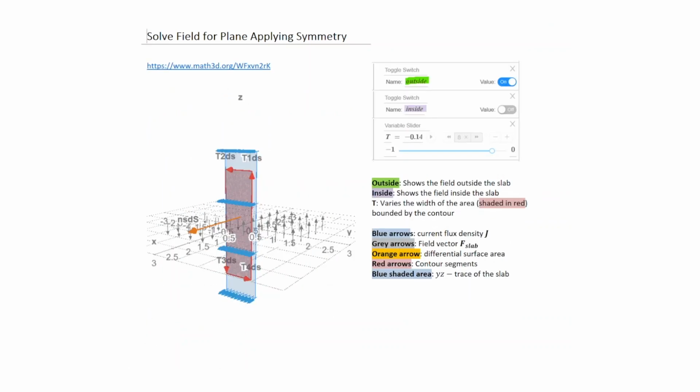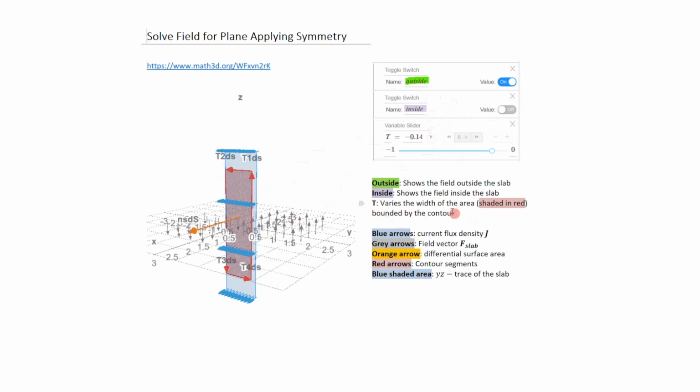All right, so this is just a picture now showing how we're going to apply Stokes' theorem. This outside and inside refers to the vector field. So for instance, outside would mean, what does it look like outside the slab? If you click on this one, then you'll see the field distribution inside. The reason we don't have both on at the same time is there'd be too much visual clutter. Okay, so outside shows the field outside the slab, inside shows the field inside the slab.